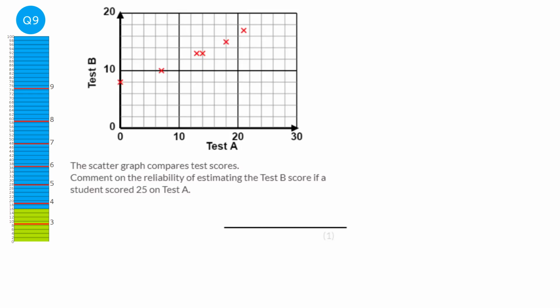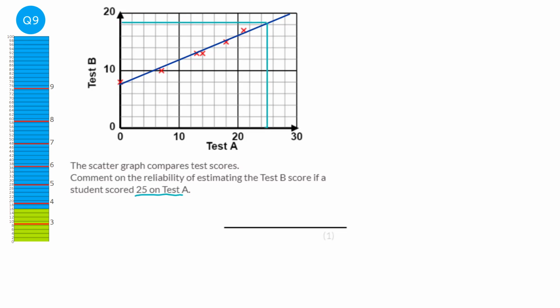So to make estimates from a scatter graph, we've got to first of all draw a line of best fit, which would be something like this. And what we'll do is to find an estimate of test score B, given the fact they got 25 on test A, means that we would draw a line up from test A at 25, should be here, and then across, and that's how we would make the estimate.